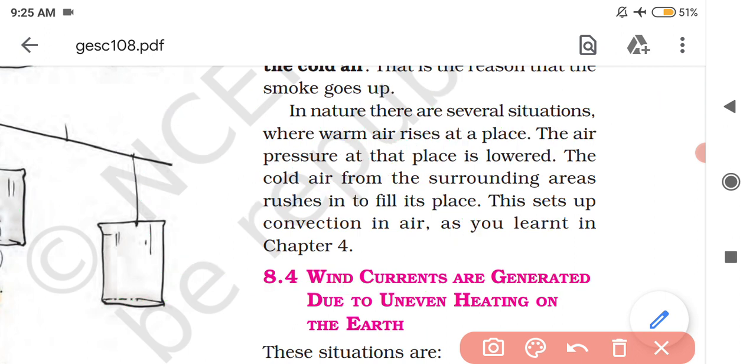Okay, so I will read out the last paragraph. In nature there are several situations where warm air rises at a place, the air pressure at that place is lowered, and the cold air from the surrounding areas rushes in to fill its place. This sets up convection in air. That means wind is blown, and as you learned in chapter 4, the convection of air. So this is the same concept about convection of air.